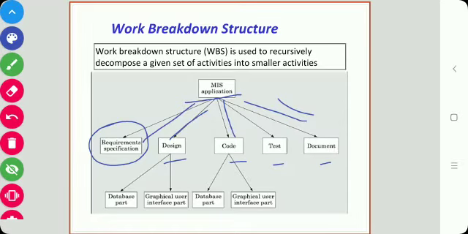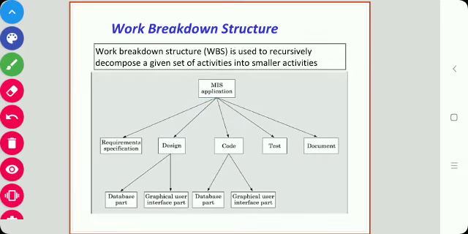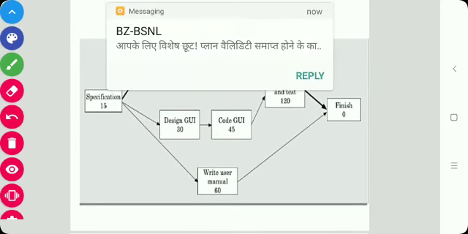So it is possible that we can break down our activities into smaller activities, expecting to find more parallelism so that our task is completed fast. Then next is the activity network.